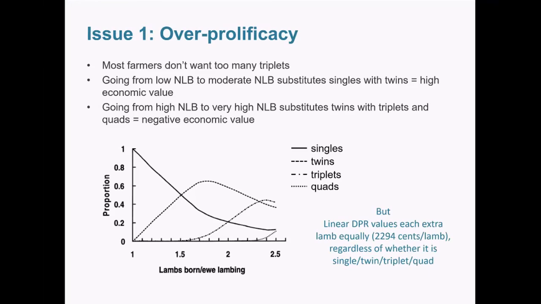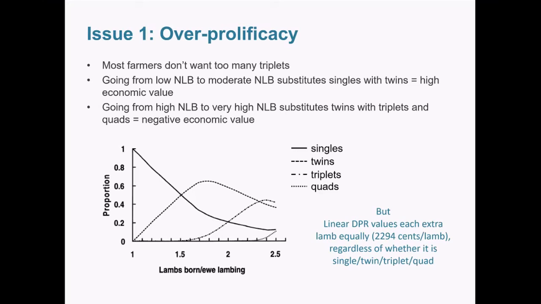So why do we want to use this new subindex for reproduction? Well, in simple terms, the reason is that farmers don't want too many triplets. Triplet-born lambs have high death rates, and they are slow and hard to finish. It takes a long time. So as we get more and more prolific rams, they tend to give us triplets.